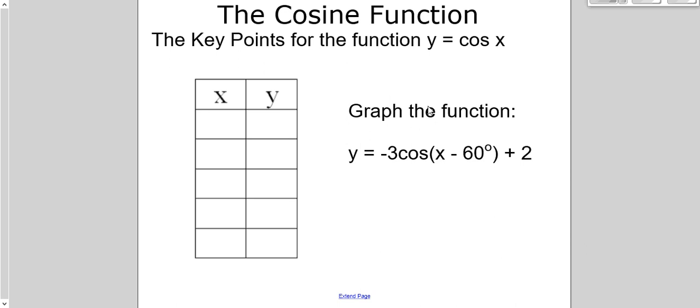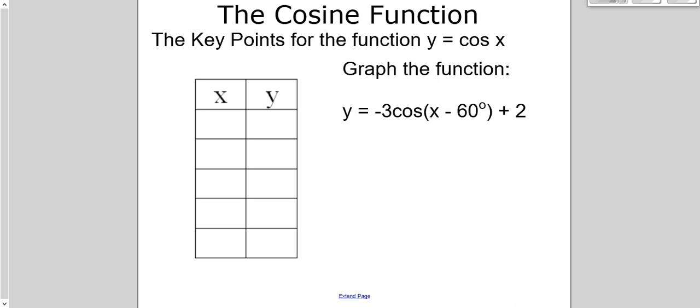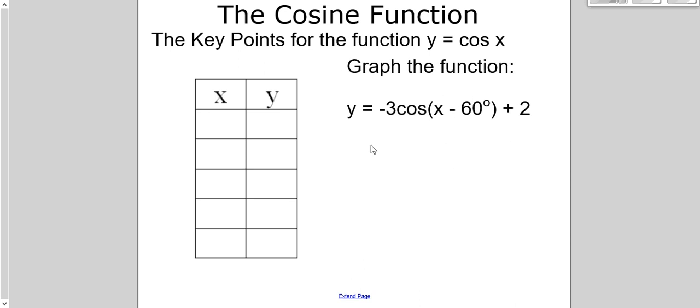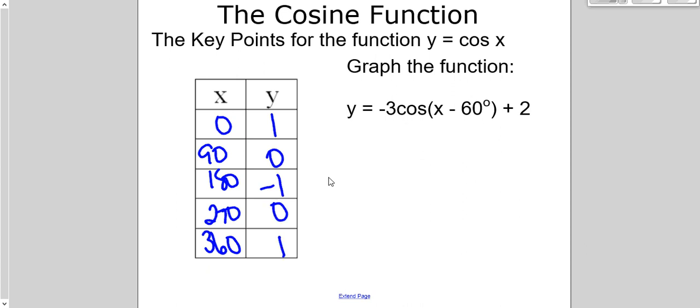So let's try this, except with a bigger function. So this is really why we use a table of values. So when we have something along these lines, let's start. Let me do this in blue. So cosine, so 0, 90, 180, 270, 360, and it starts high. So it starts at 1, 0, -1, 0, then 1.